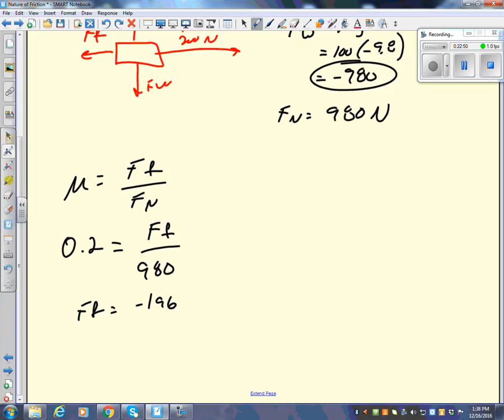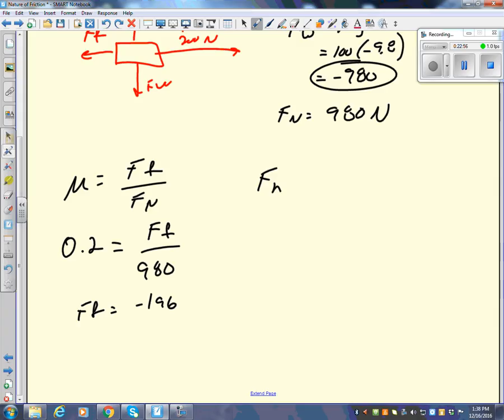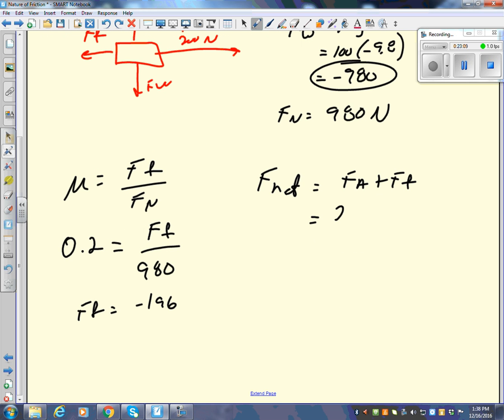And now we're trying to find the net force here. So now I'm going to go F net is equal to FA plus FF. My applied force is my 200. And my friction force is minus 196. So I get a measly 4 newtons of net force. So much friction. It's very rough.